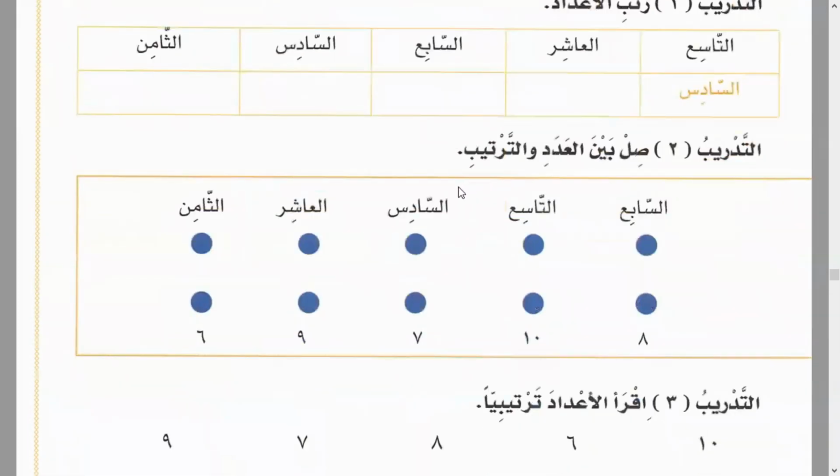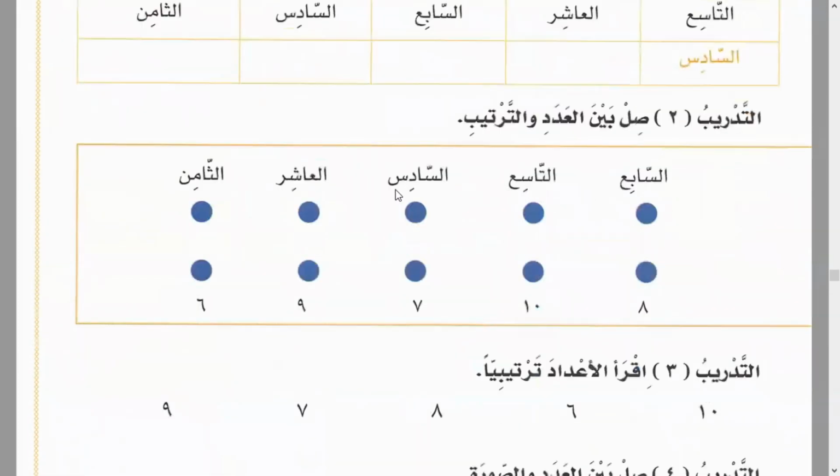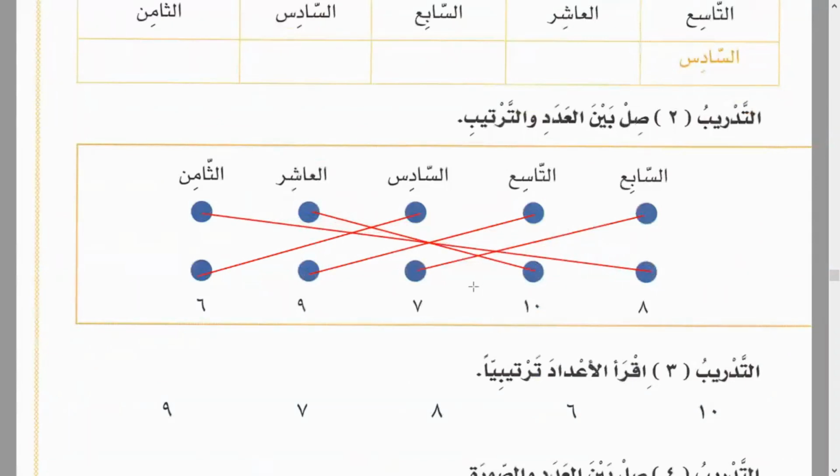نفصل بين العدد والترتيب. السابع، التاسع، والسادس. Right? Very simple. This is also سابع is 7th. Is 7th? Oh, it's here. التاسع is 9th. السادس is 6th. العاشر is 10th. الثامن is 8th. Right? So many things happening.